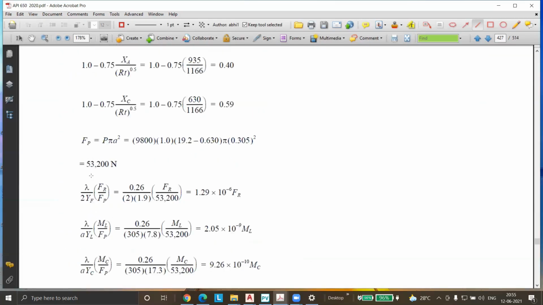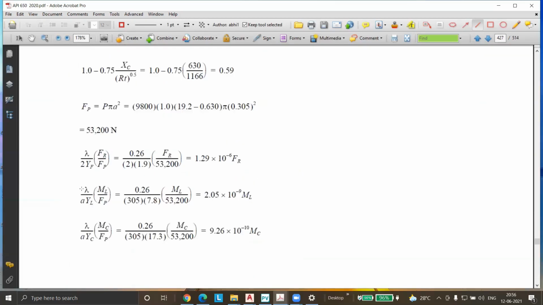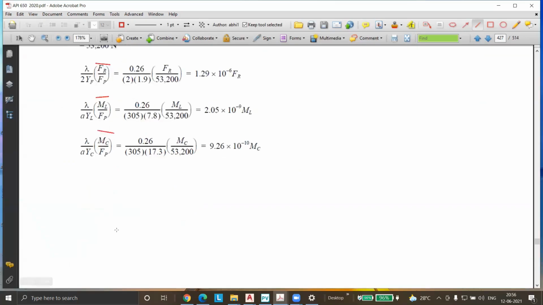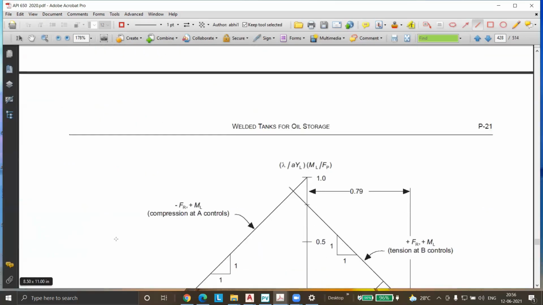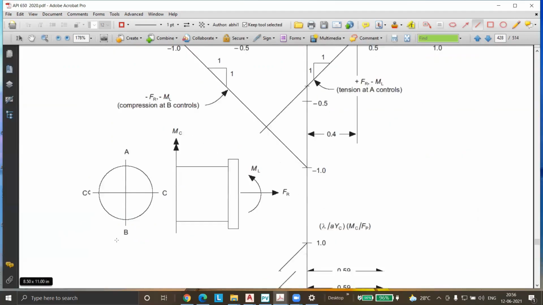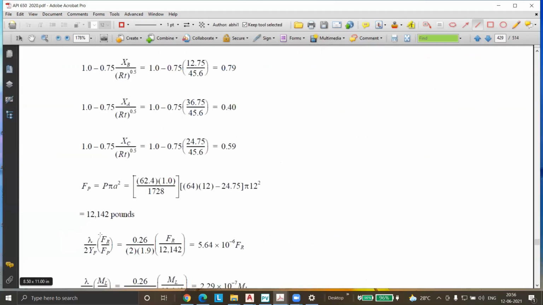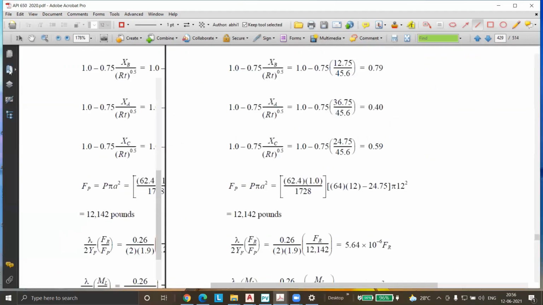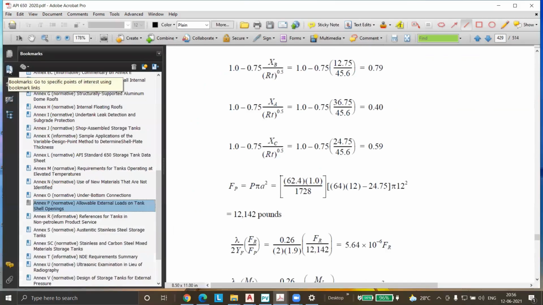After solving these equations, you will get the maximum value of FR, the maximum value of ML, and the maximum value of MC. So this is about external loading on tanks.